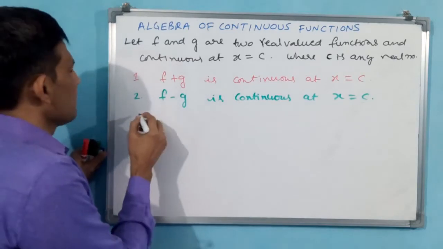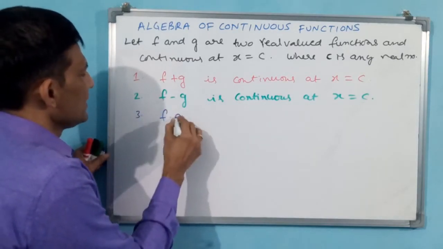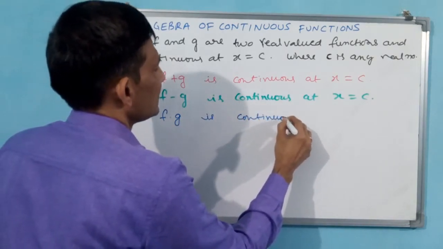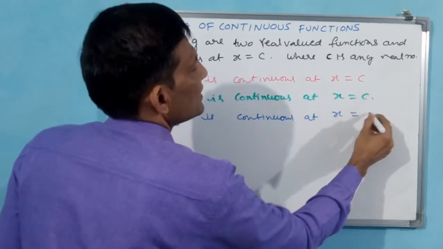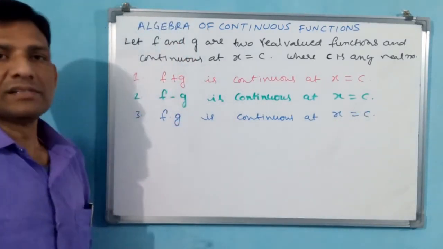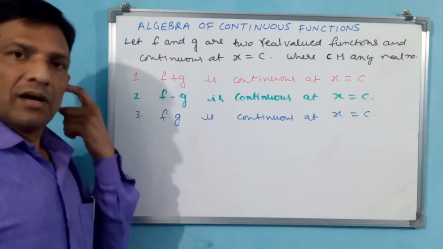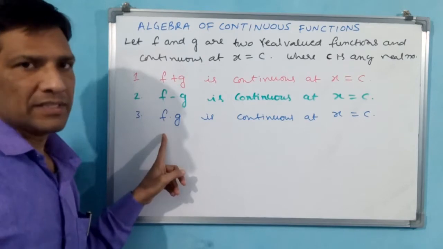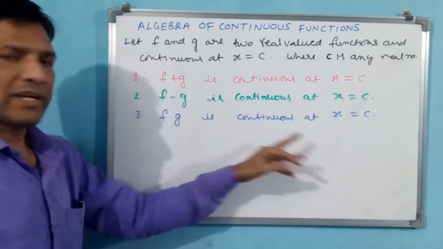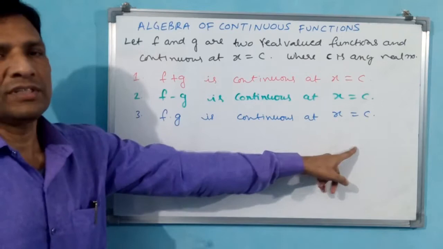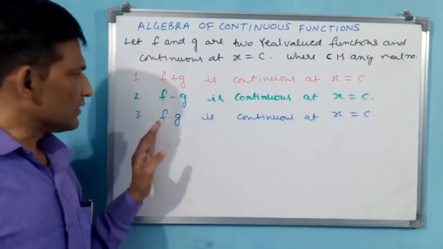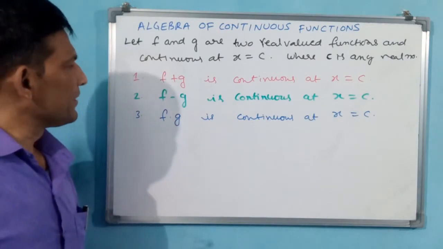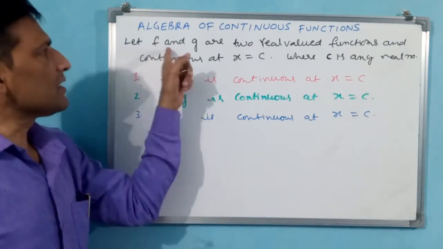Now this is minus or difference. Now we will see f into g is continuous at x is equal to c. Multiplication. After multiplication, it is going to become only one function. Say this is a third function. F is the first function, g is the second function. Both are continuous at x is equal to c. F into g is a third function. This third function is also continuous at x is equal to c. Okay. This you have to understand. Okay. Preconditions are these.